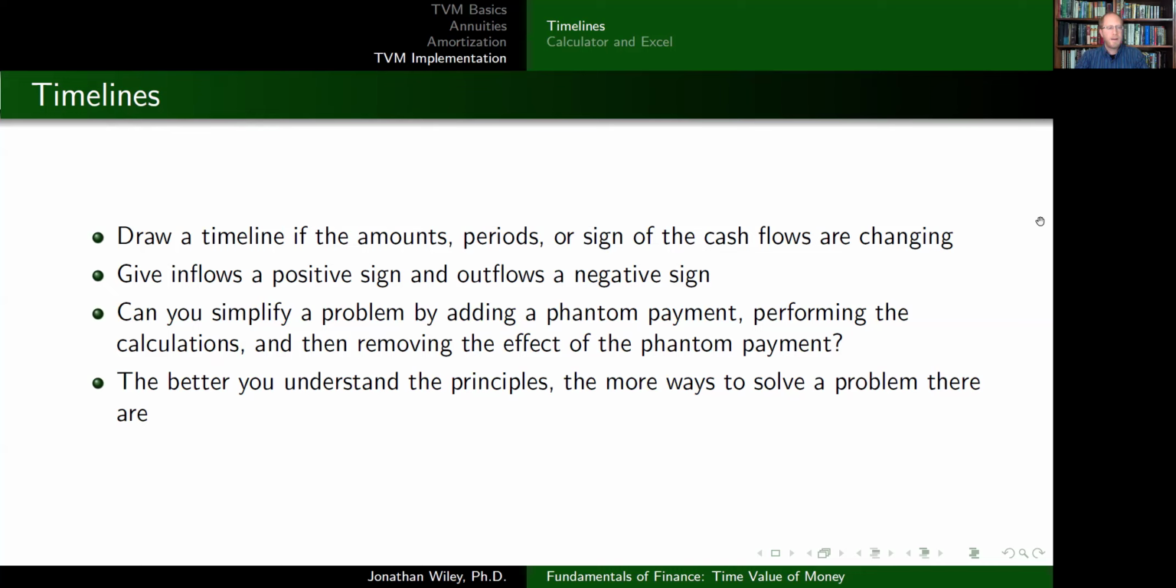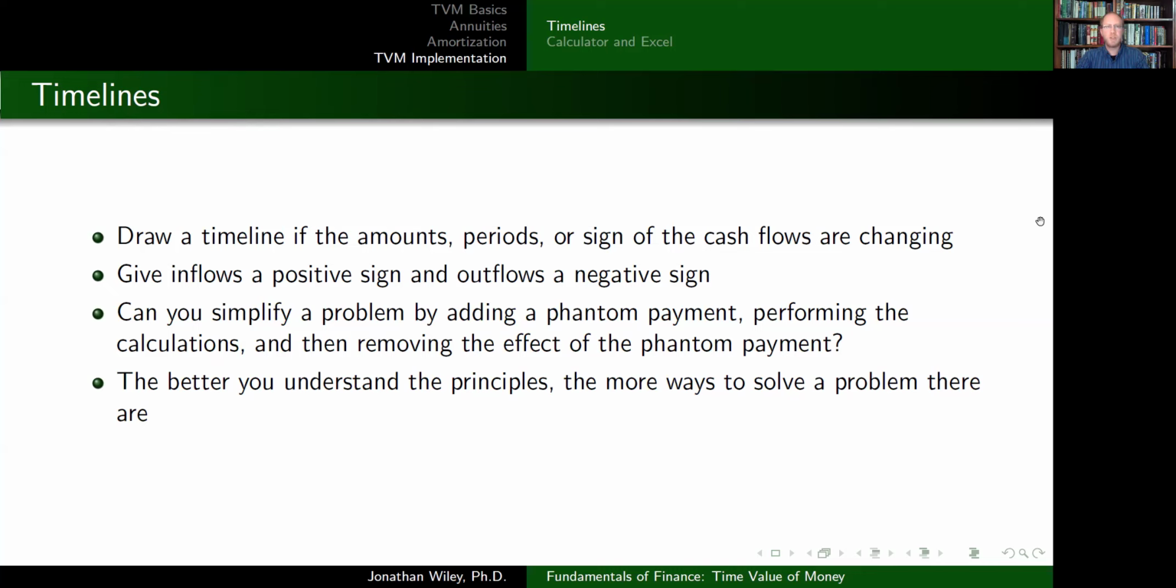Ultimately, the more you understand what's going on and the principles behind it, you'll realize there's more than one way to solve problems. Historically, I've been surprised by people occasionally solving problems in an interesting way, and I have to look at it and think, huh, that's an interesting way to do that. I think about it, and does that work? And I realize, actually, maybe that does work. It's not violating any time value of money concepts or principles. They're just approaching it a different way. So sometimes there's more than one way to solve a time value of money problem.